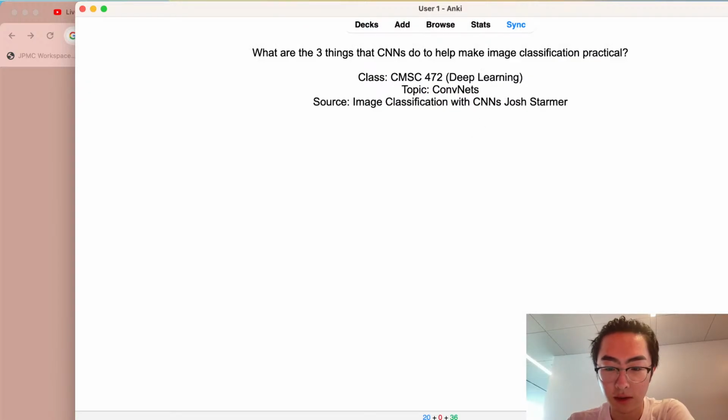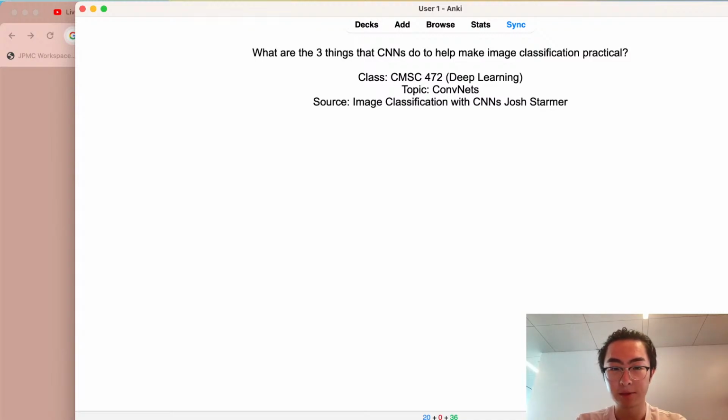Okay, so what are 3 things that CNNs do to help make image classification practical? I think this refers to the idea that convolutional neural networks first reduce the number of parameters a neural network needs to learn, and that's through using a filter. That filter has a lot fewer parameters compared to a fully connected network. Then you also have the idea that those filters can help you learn the correlations between pixels.